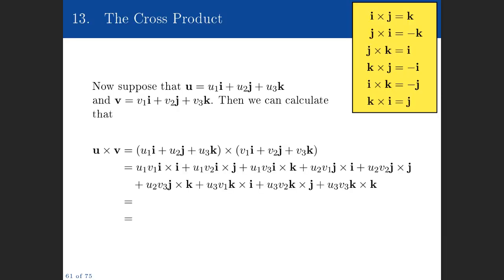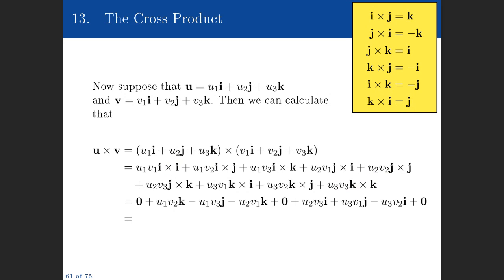Let me bring up the formulae from earlier. First of all, i cross i is equal to 0. So we can cross out this. j cross j is equal to 0. Cross this one out. And k cross k is also 0. Cross this one out. Then we're left with just 6 terms. From the formulae in the yellow box, i cross j is equal to k. So instead of i cross j, we can write k. i cross k is equal to minus j. Instead of i cross k, we're going to have minus j. And so on. Replace each term using the formula in the yellow box.